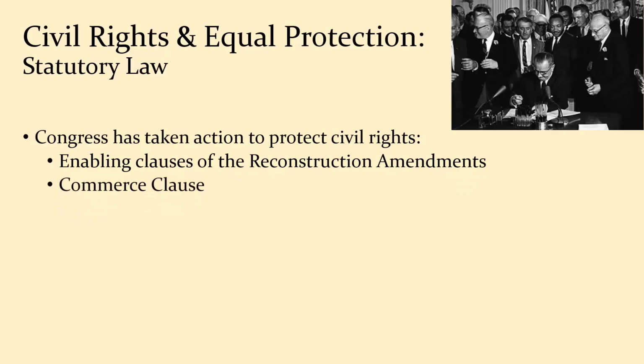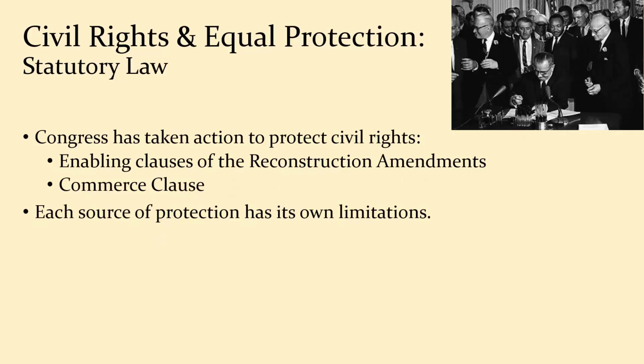The Commerce Clause is another source of authority that Congress has used to enact civil rights legislation. So in our module focusing on Congress and the legislative branch, we looked at ways that Congress has regulated economic activity in such a way as to protect or provide for equal protection of minority groups. But both sources of power, whether it's an enabling clause in one of the Reconstruction Amendments or the Commerce Clause, both of them come with their own unique limitations. Those limitations are things that the textbook explains fairly well.